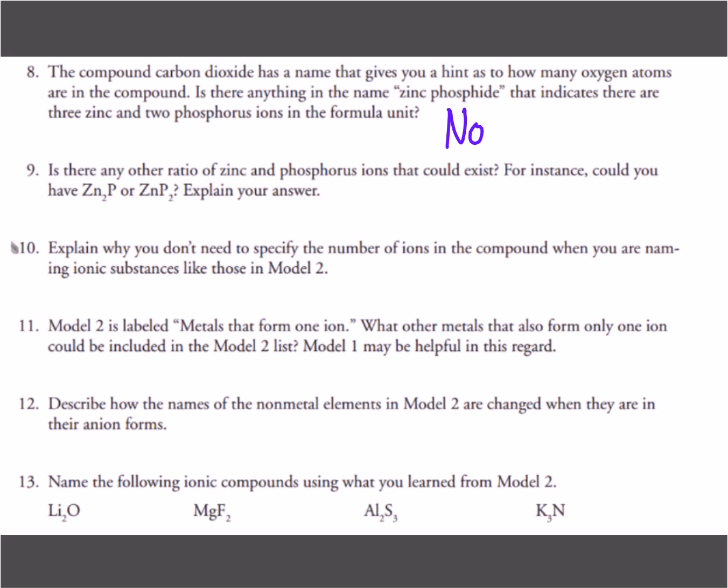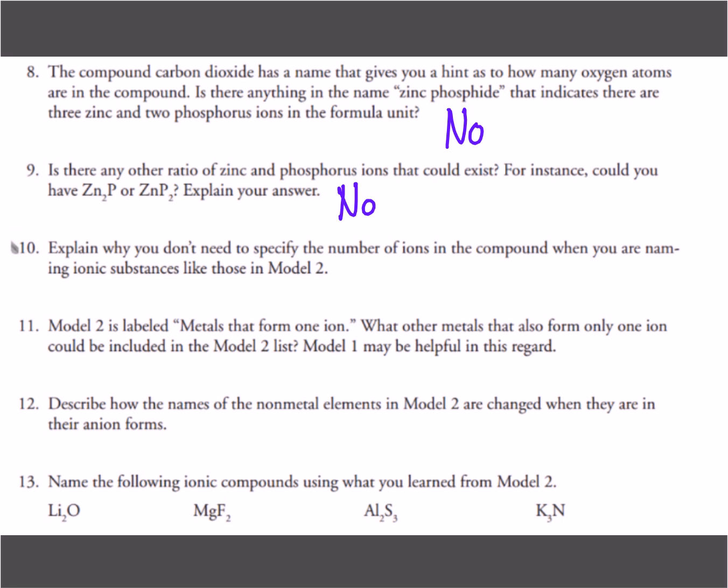Number 9, is there any ratio of zinc and phosphorus ions that could exist? For instance, could you have Zn2P or ZnP2? Are there any other ratios? No. Why? Okay, what'd you say, Sam? Okay, full octet, that could be part of it. What'd you say again, Briley? There's only one zinc value, right? So yeah, it deals with the octet stuff. But again, it goes back to those charges. There's only one zinc charge, so it can't be more than 1.